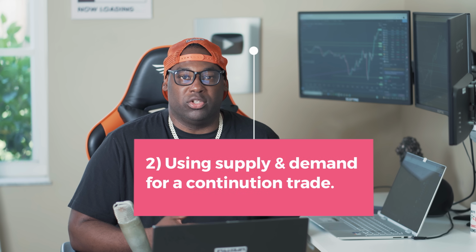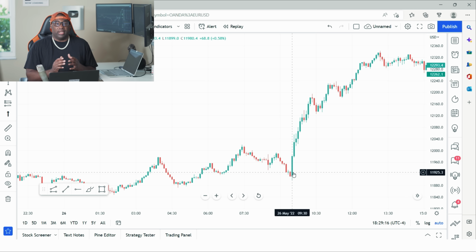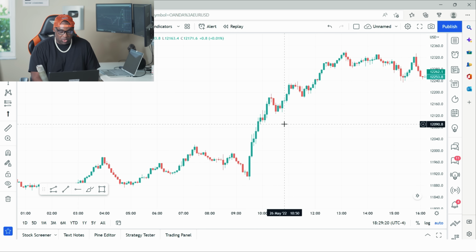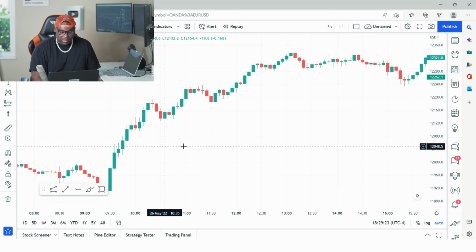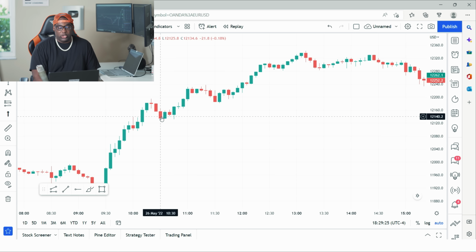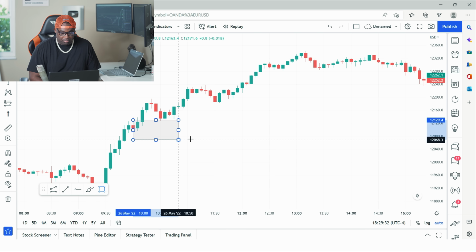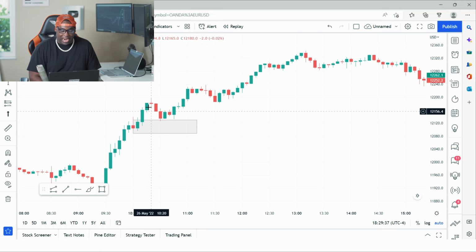The second one is using supply and demand for a continuation trade. So let me show you guys a quick example. Okay, so right here, guys, we have a clear move to the upside, right? It's very clear. So let me zoom in real quick. So basically, we are looking for a nice continuation. So right here, we have a nice demand because when the market pulled back right here, okay, basically we had a good amount of buying right here, right? And then we're waiting for the market to pull back to that demand zone, right? And we look for a continuation.